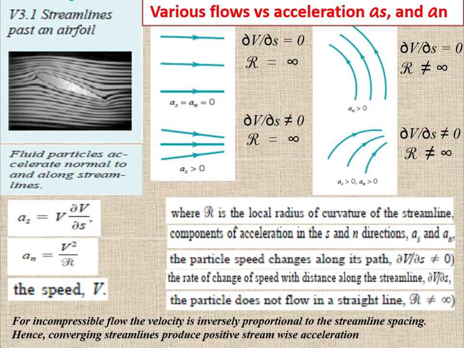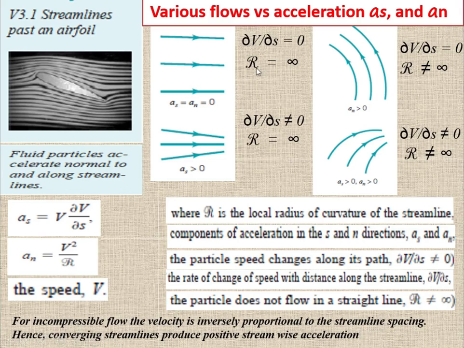What are the types of flow, and what should be the value of the radius of curvature and the change in velocity with respect to position? So here we are going to develop some relationship. If the streamlines are straight, there is no curvature, and in that case the radius of curvature would be infinity. If you insert these values in the streamline acceleration and the normal acceleration formulas, you will get both streamline acceleration and normal acceleration equal to 0.